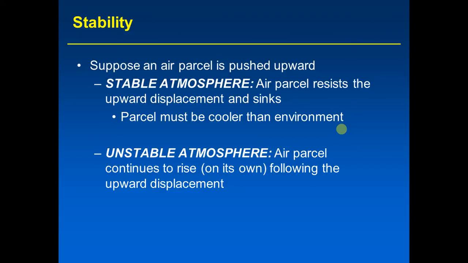On the other hand, an unstable atmosphere exists where an air parcel, given an initial upward displacement, a little push upward, will continue to rise on its own. We'll talk about how that can be done in the atmosphere: up a mountain, along a front, in an area of low pressure where the air comes together and has to rise, or due to convection. Once it gets that initial motion upward, it will continue to rise on its own. It's positively buoyant, freely buoyant. For that to happen, the parcel would have to be warmer than the environment, hence less dense than the surrounding air.